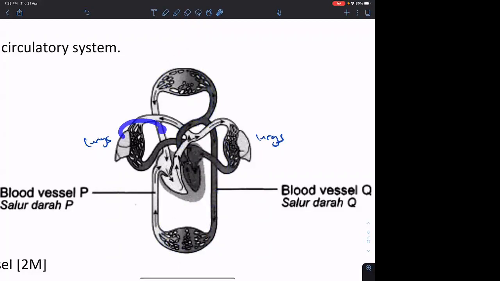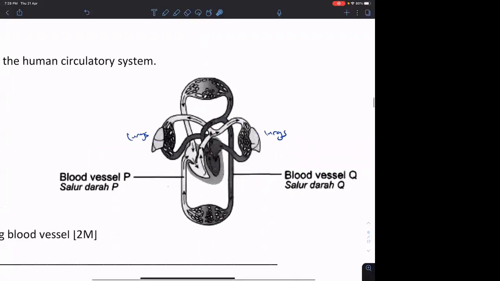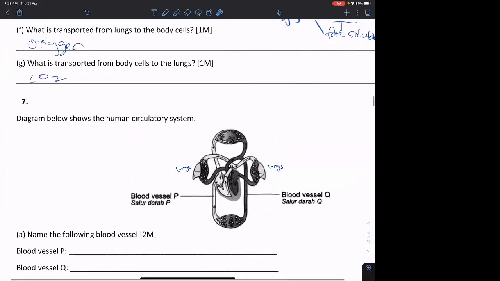It's just that the lungs, last time we drew them up here. Now they draw it at the side, and then now you have two body parts to go to. This is a more complicated diagram, but it's the same thing. It's the same thing.